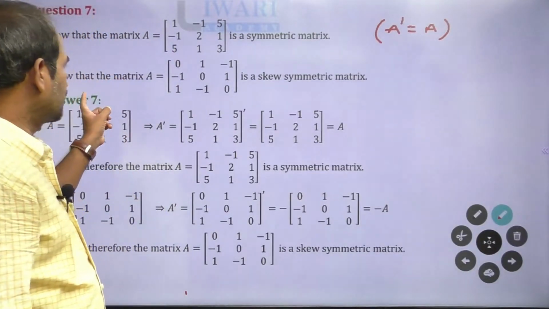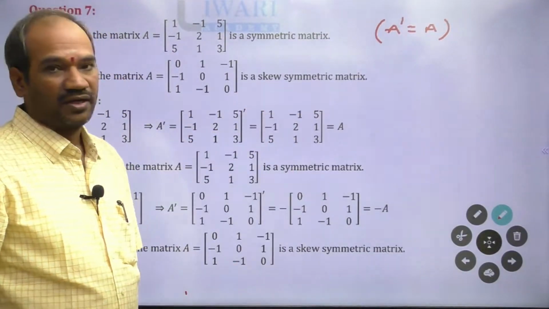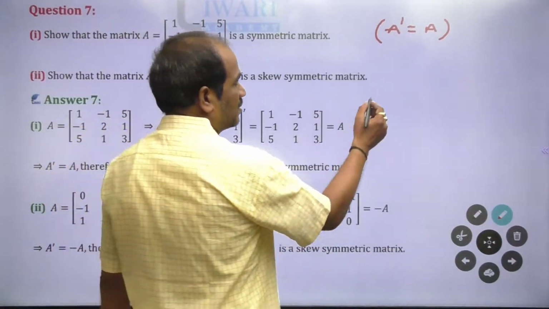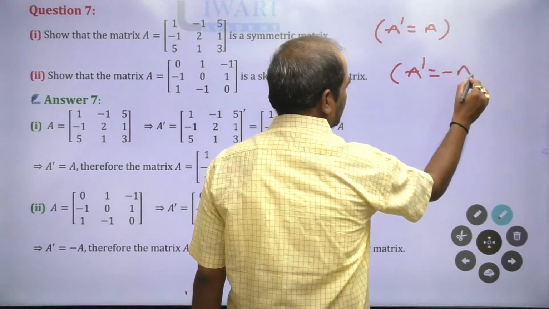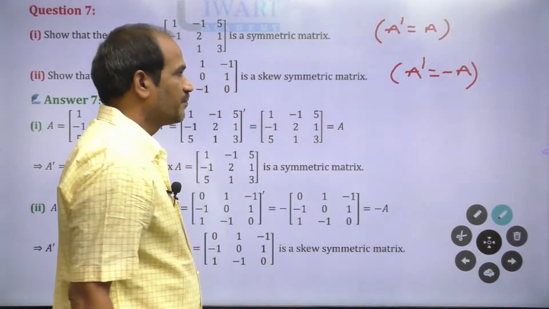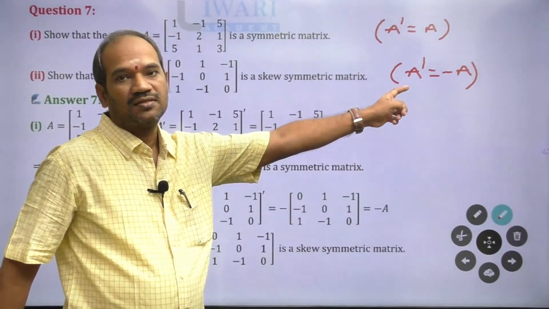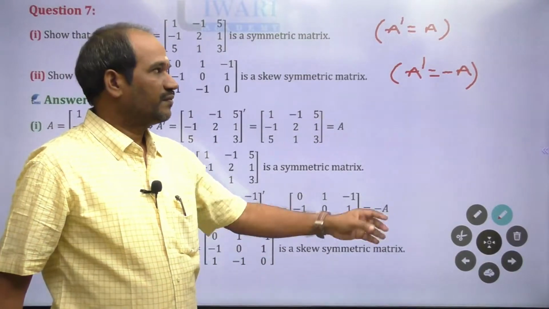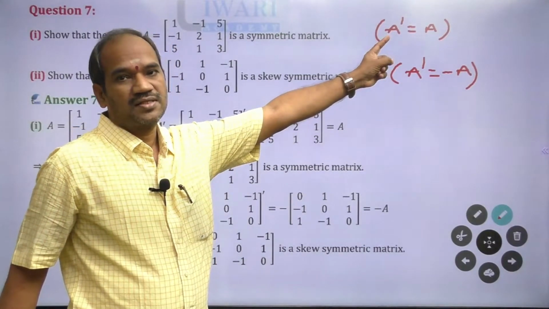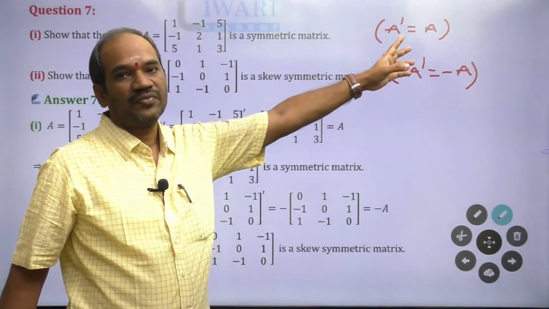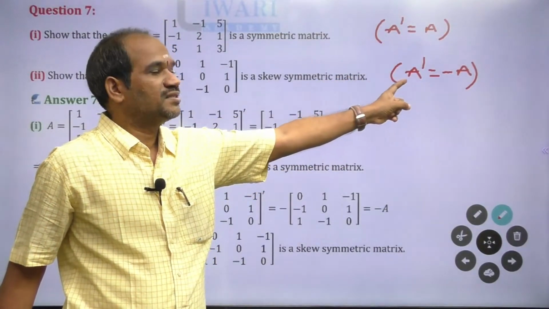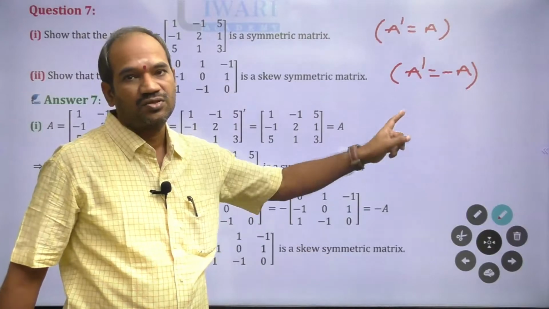Next, the second question: show that the matrix is a skew symmetric matrix. Skew symmetric matrix means A transpose is equal to minus A. If this condition is satisfied, then A is a skew symmetric matrix. If the first condition is satisfied, A is a symmetric matrix. Symmetric matrix means A dash is equal to A. Skew symmetric matrix means A dash is equal to minus A. Check these two conditions.